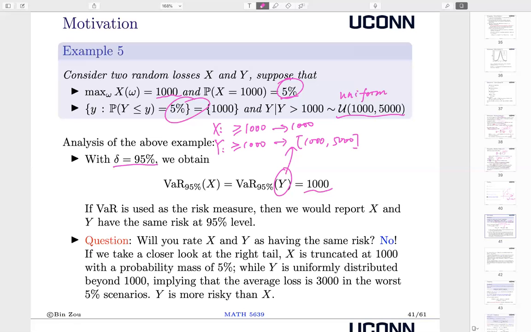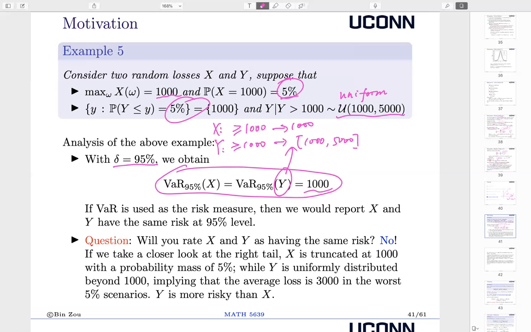So once you know the claim is more than 1,000, it will be any number between 1,000 and 5,000, right? So obviously you don't want Y, because it's likely that you may even see a claim as big as 5,000 or as big as 4,000, anything in between is possible. So in this case, we would say Y should be riskier than X, right? But that is not reflected if you apply value at risk, right?